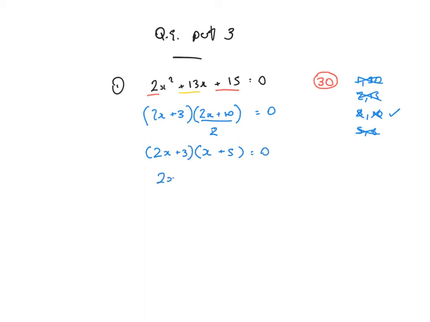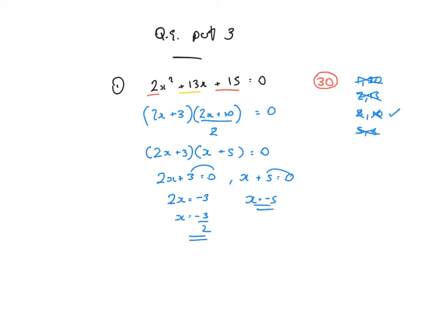So that means 2x plus 3 could be 0, or x plus 5 could be 0. Bring that over, change its sign. 2x could be minus 3, and x could be minus 5. Bring that down, divide over 2. And that could be x equals minus 5.